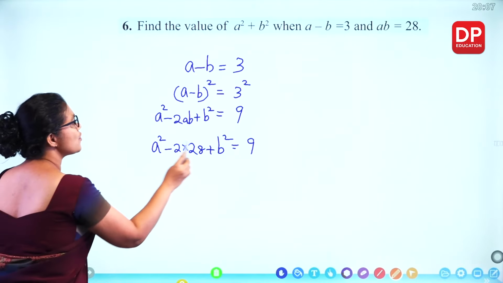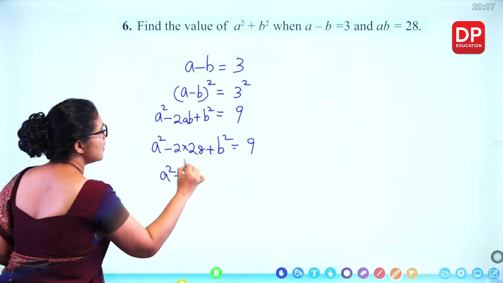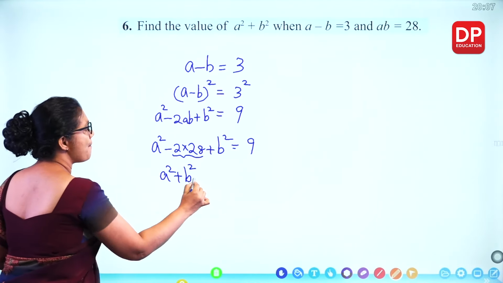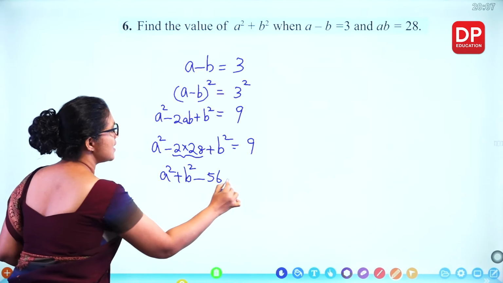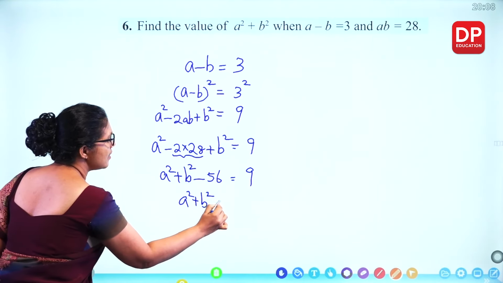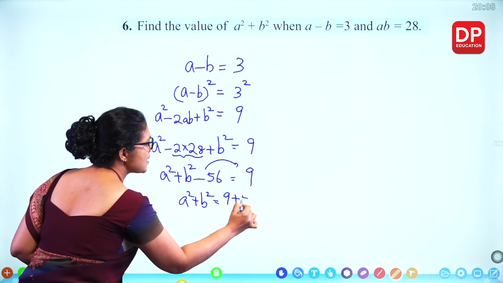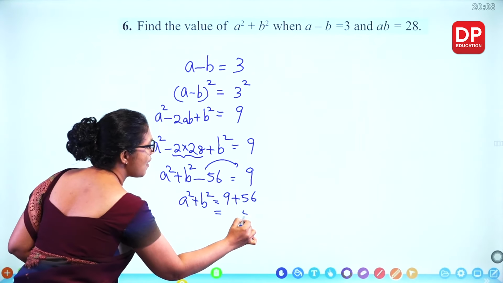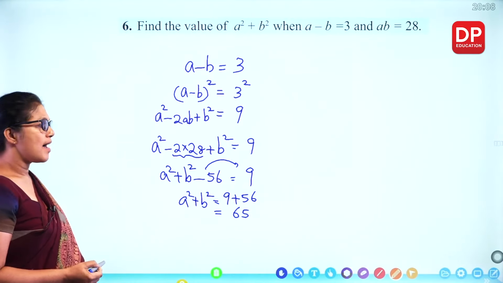And then you can write down this equation. But you want a squared plus b squared. So what is a squared plus b squared? You have to take this term to the other side. First we'll simplify. Minus 2 times 28, you get 56. So a squared plus b squared minus 56 is equal to 9. You need to take minus 56 to the other side. That becomes 9 plus 56. So when you simplify that, 9 plus 6 is 15, 1 remaining. So you get 65 as the answer.